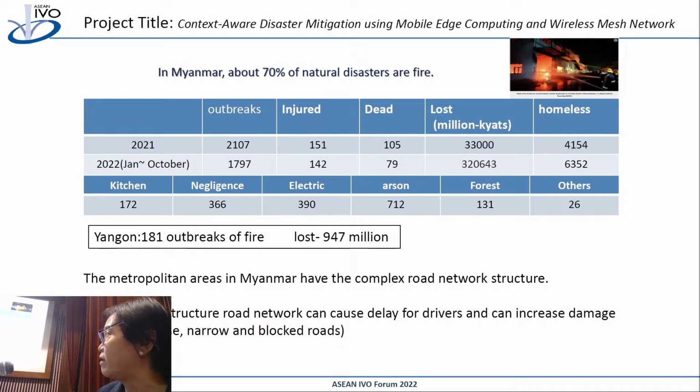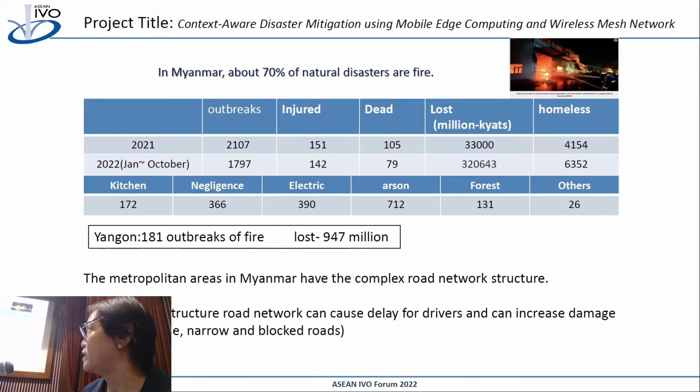According to these 1,797 outbreaks, the sources were: kitchen fire 172, negligent fire 360, electronic circuit problems 390, and arson 712. Forest fire accounted for 131 cases, and other fires 26.